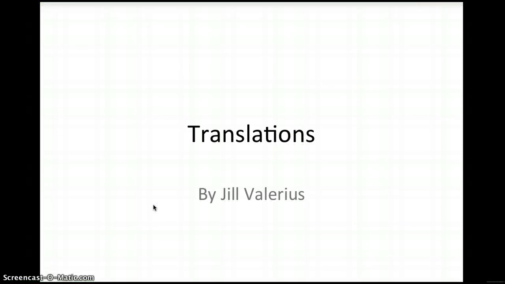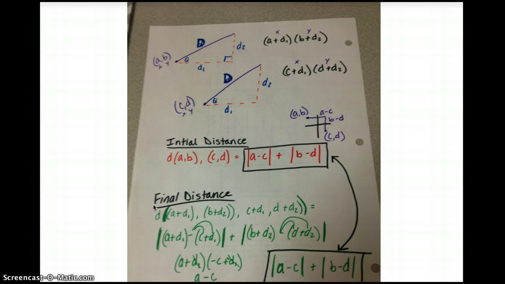I will be showing you how to prove if a translation is an isometry or not. And here we have the math right here. Our first point is AB, and A is the x, and B is the y. Our next point is CD, C is the x, and D is the y.